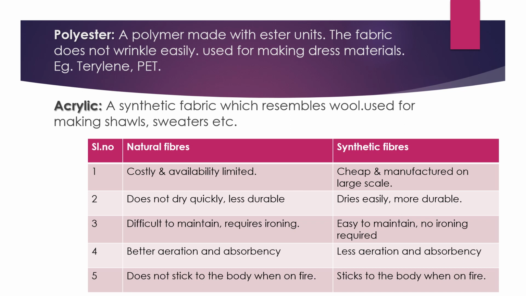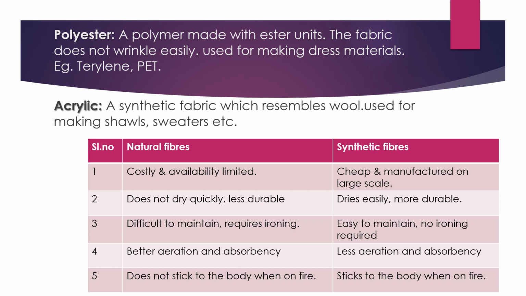A polymer made with ester units where the fabric does not wrinkle easily and is used for making dressing materials is polyester. Now, one example is sterling. Acrylic resembles wool in its structure. It is used for making shawls, sweaters, etc.